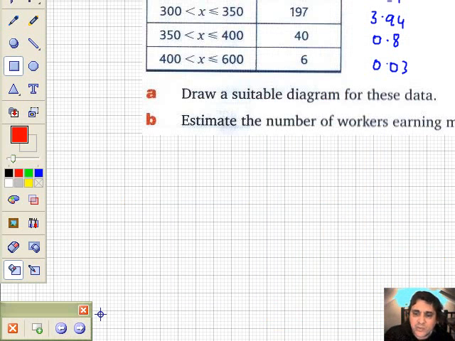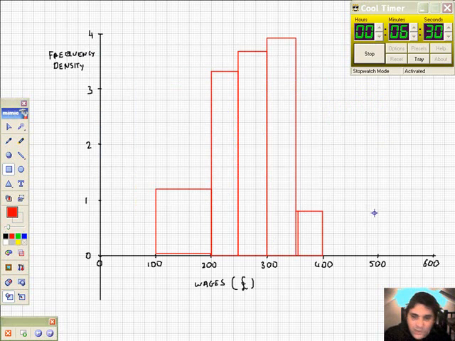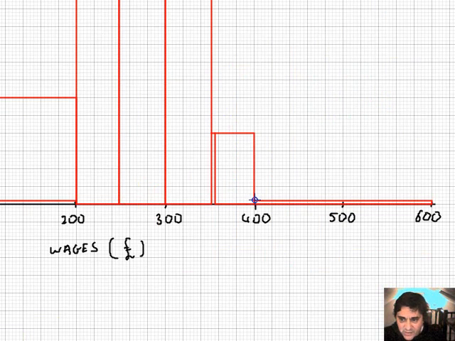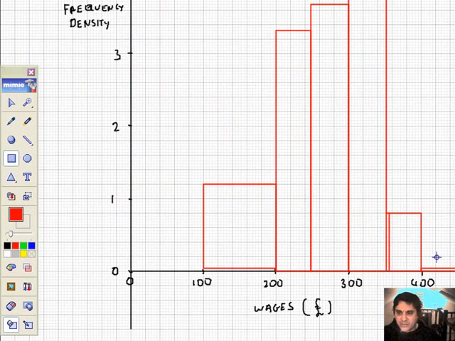Next one's going to be 0.03 from 400 to 600. So 0.03. So that's going to be 0.2. That's 0.1. Again, very hard to judge. I'm just going to leave it there. I mean, just look at it. All this should be filled in. There should be no gap there at all. It's just that I can't. It's very hard to control this little pen.